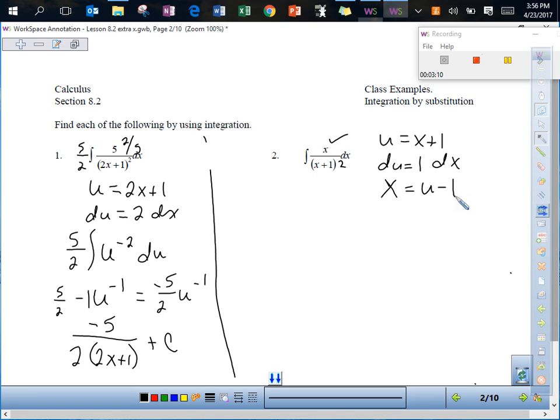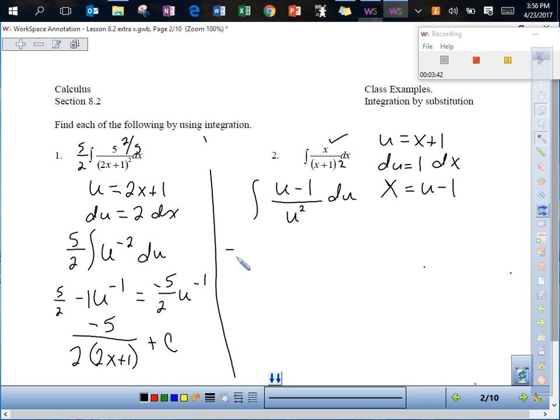Now, here's our steps. I'm going to put all of this in terms of u. So it's going to become the antiderivative of, in place of x, I'm going to put u minus 1. In place of x plus 1, I'm going to put a u, and it's squared. In place of that 1 dx, I'm going to put a du. Now notice everything is in terms of u now. Now what I'm going to do is simplify this and find the antiderivative.